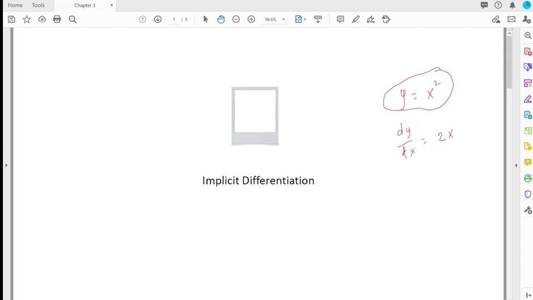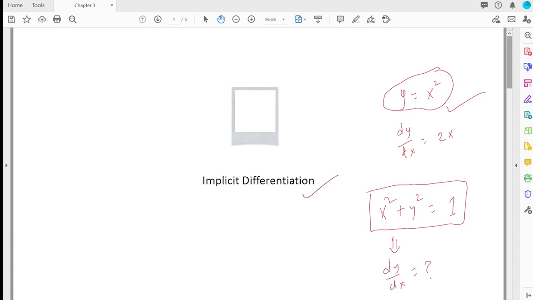But for example, let's say we have a different kind of equation, like x squared plus y squared equals 1. We know that this equation represents a relation between x and y, but it's not a direct relation where you can find y as a function of x. Here we don't have y equals something. So in this kind of situation, if we want to find the derivative of y with respect to x, then that's called implicit differentiation.